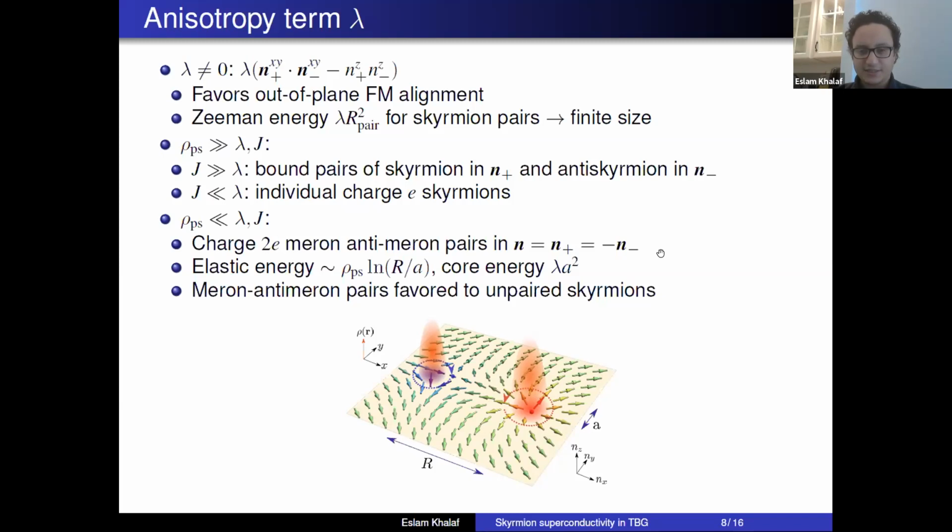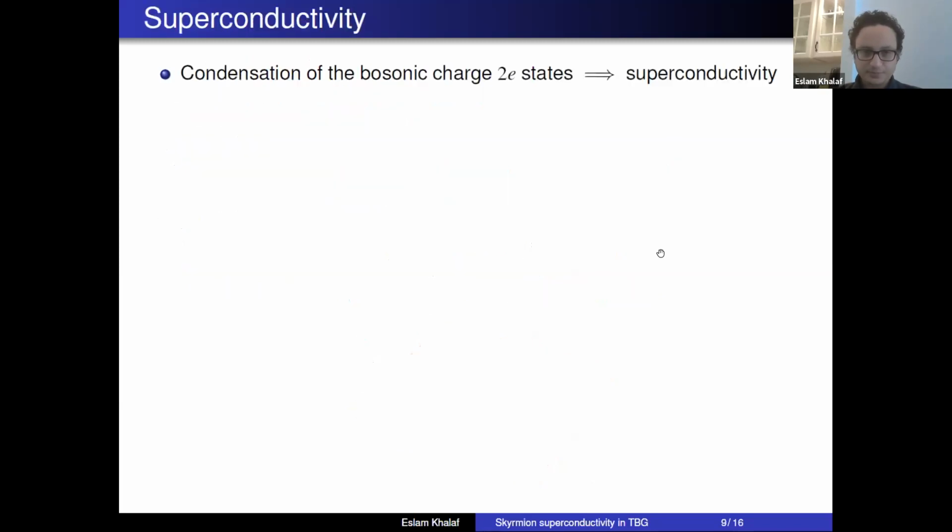So in both these cases, we find that there is a wide parameter regime where the skyrmions bind into pairs which have charge 2e. There's another question, which is the relationship to electron-hole excitations energetically, which I will consider at the end of the talk. For now, let's see the consequences of these combined charge 2e objects.